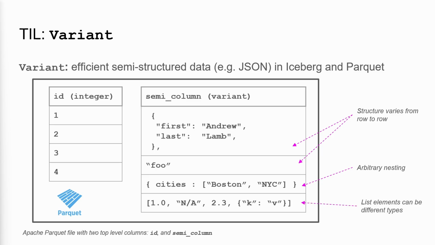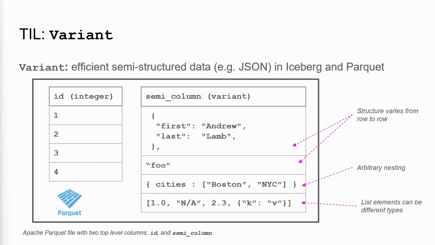You can also have lists that don't have the same data type. This list has numbers and strings and objects and stuff. If you're used to working with JSON, that's the kind of data you can put in JSON. If you're used to working with structured formats like Parquet, you can't put stuff like that in there. And so Variant solves that problem.